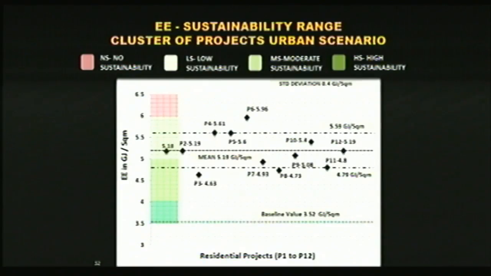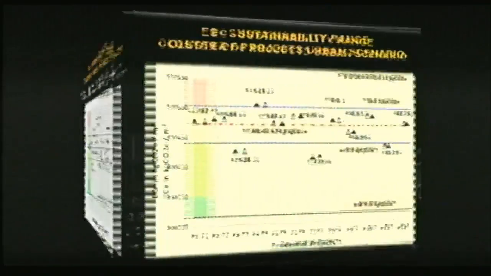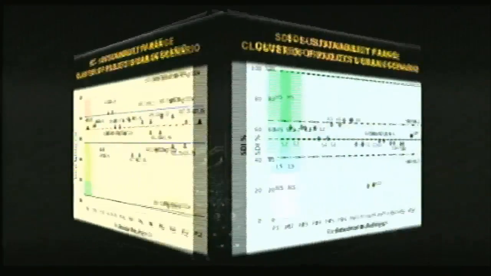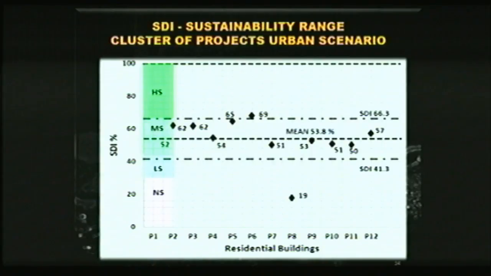For example, you see the dotted lines here. The dotted line is the mean embodied energy. This is from the embodied energy perspective, so 5.19 gigajoules per square meter is the mean. We also have the standard deviation, and we can place all the projects into four categories: sustainable, non-sustainable, and the others we discussed. Similarly, from the embodied carbon perspective, we can identify which is a sustainable project and which is a non-sustainable project. These things can be done.